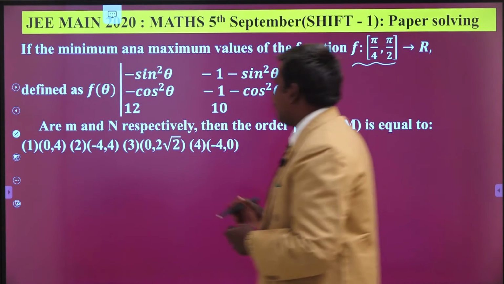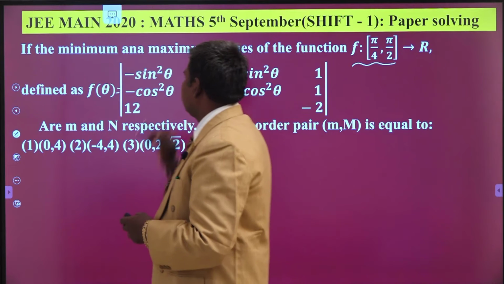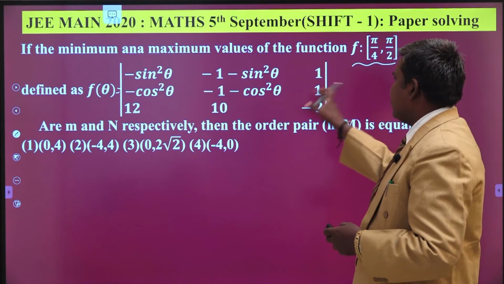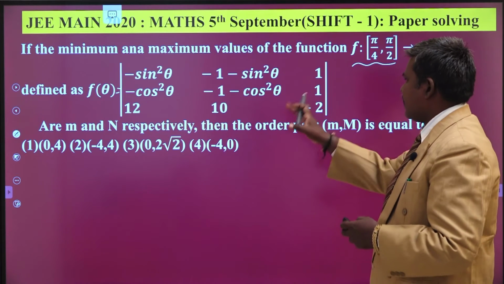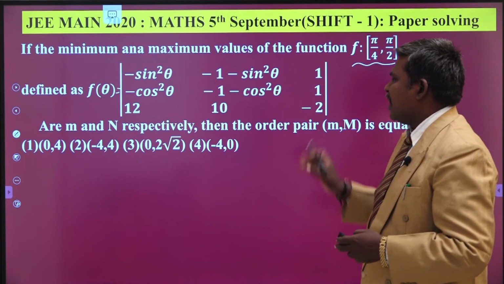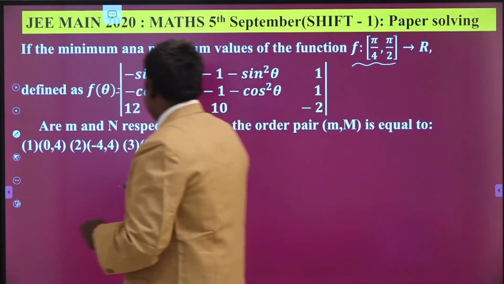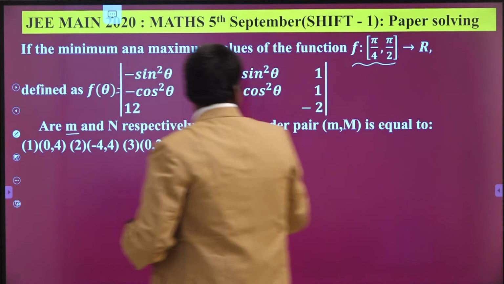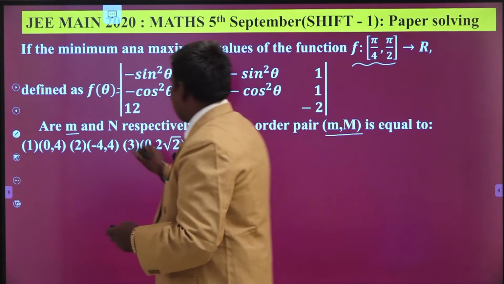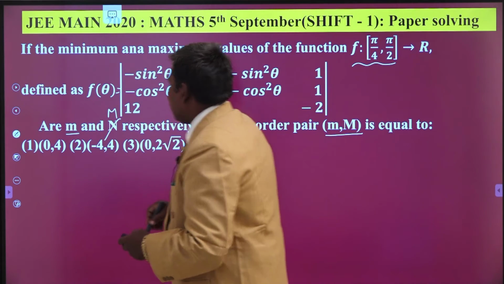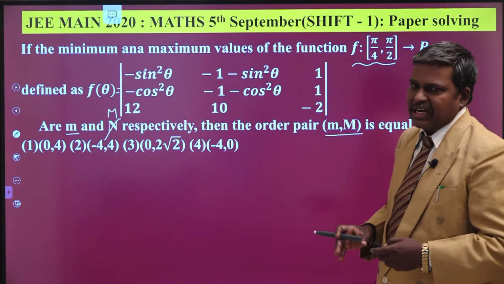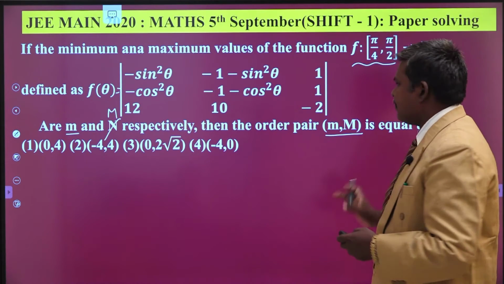Defined as f of theta is equal to the determinant in this manner, minus sine square theta, minus 1, minus sine square theta, 1 and so on like that. If the minimum and maximum values are small m and capital M respectively, then you have to find out the ordered pair small m comma capital M. What is it?